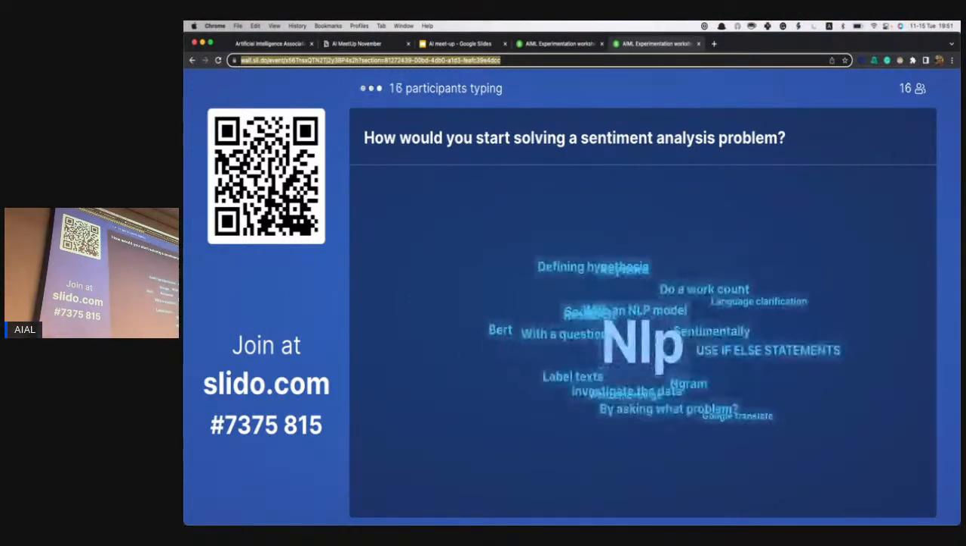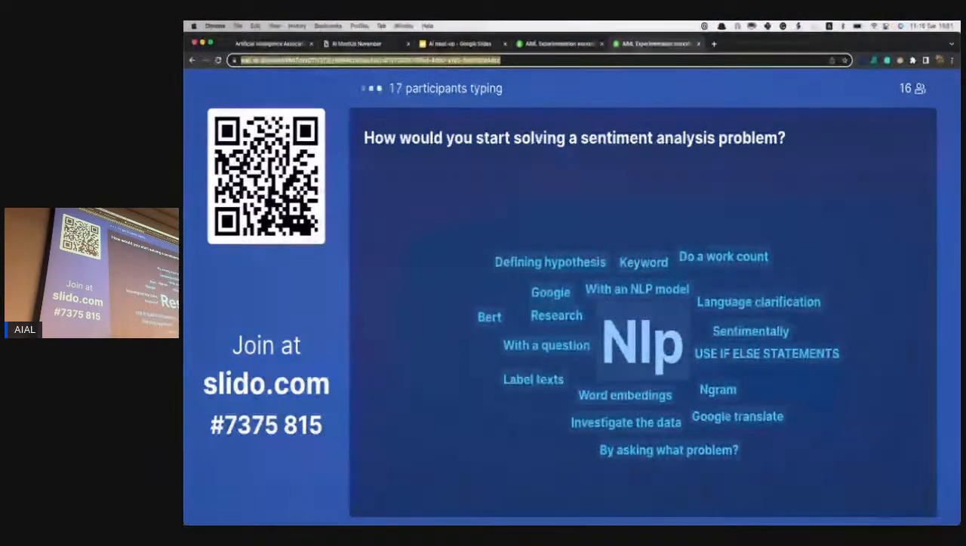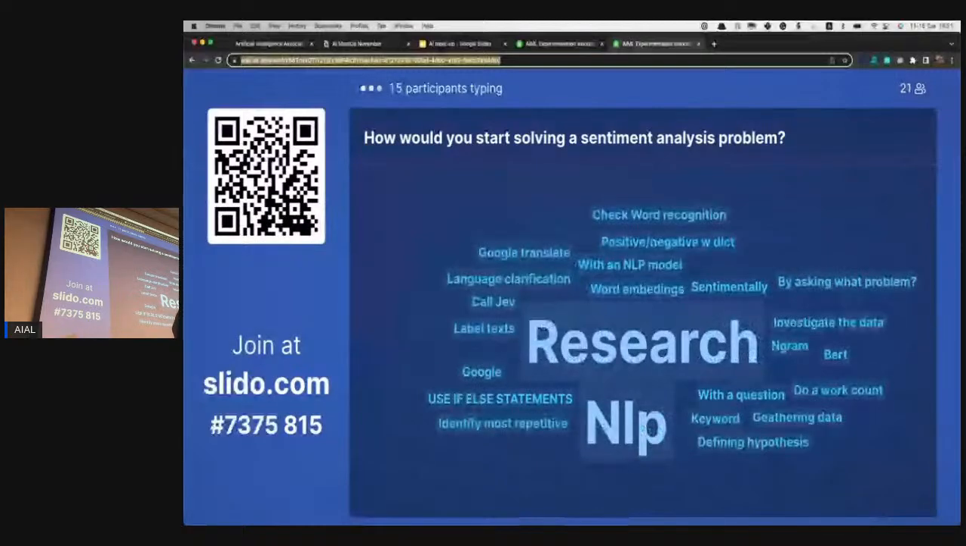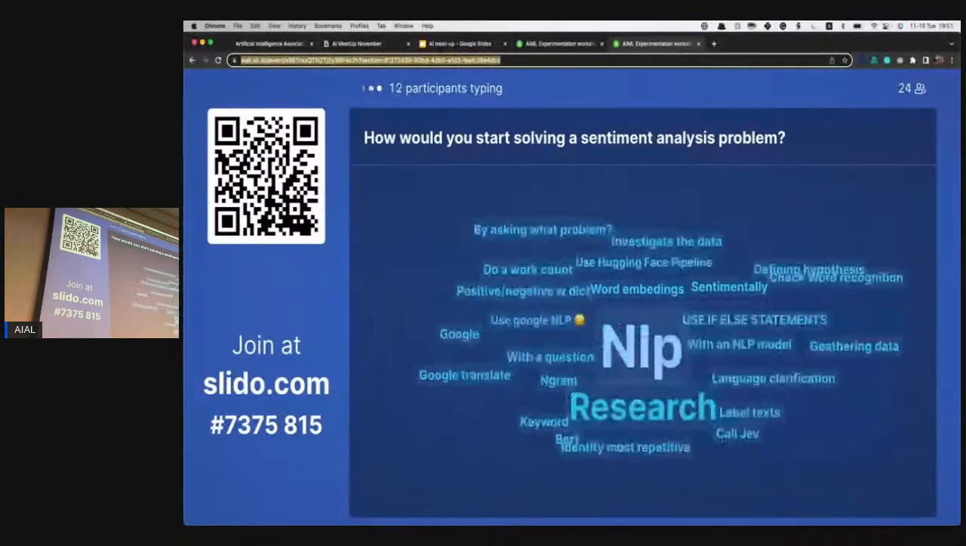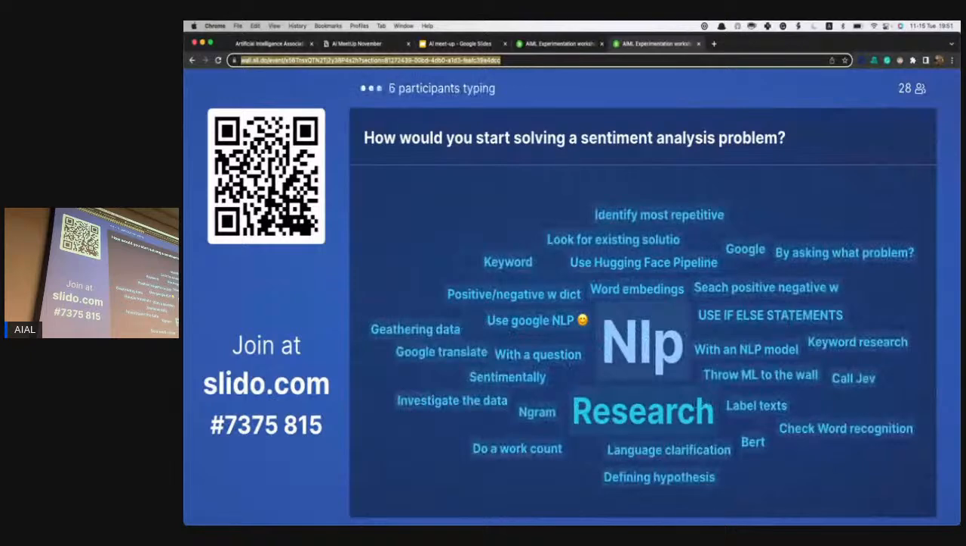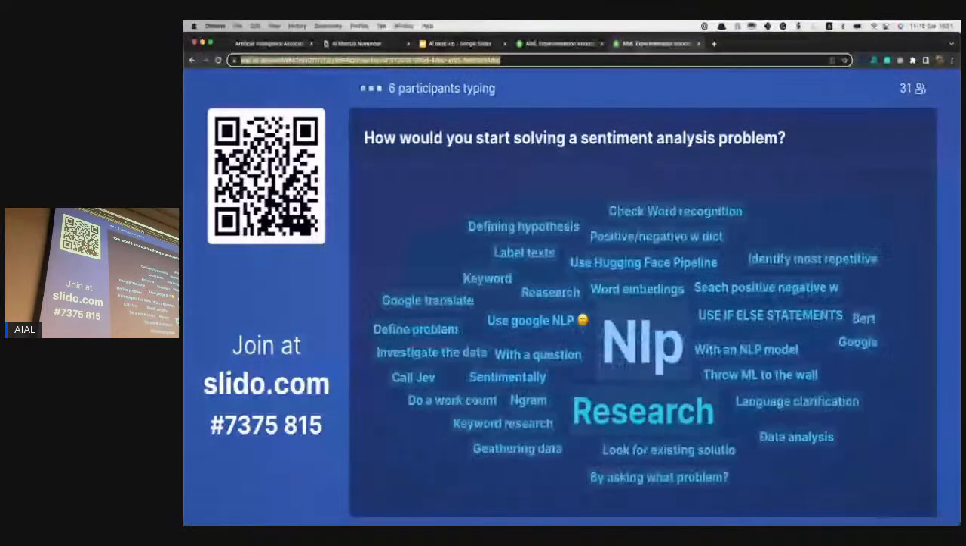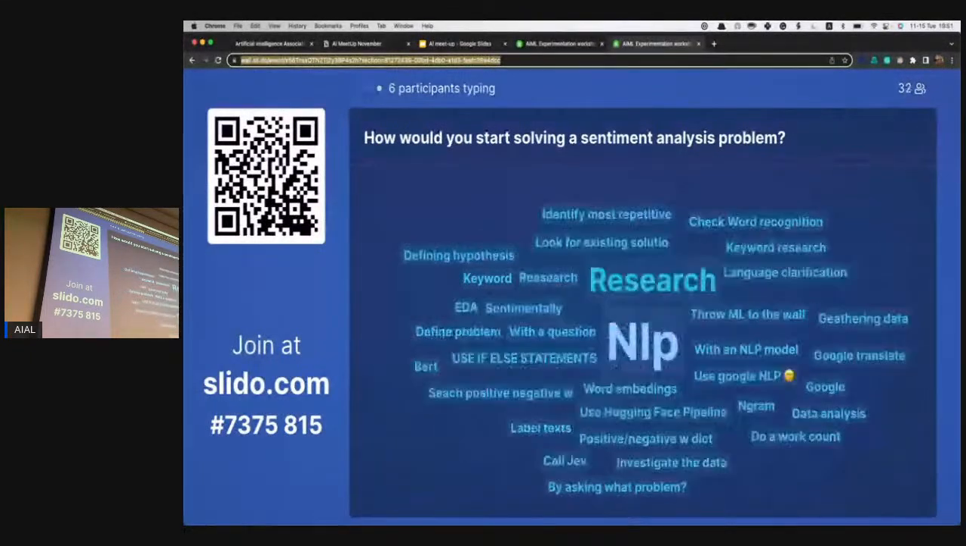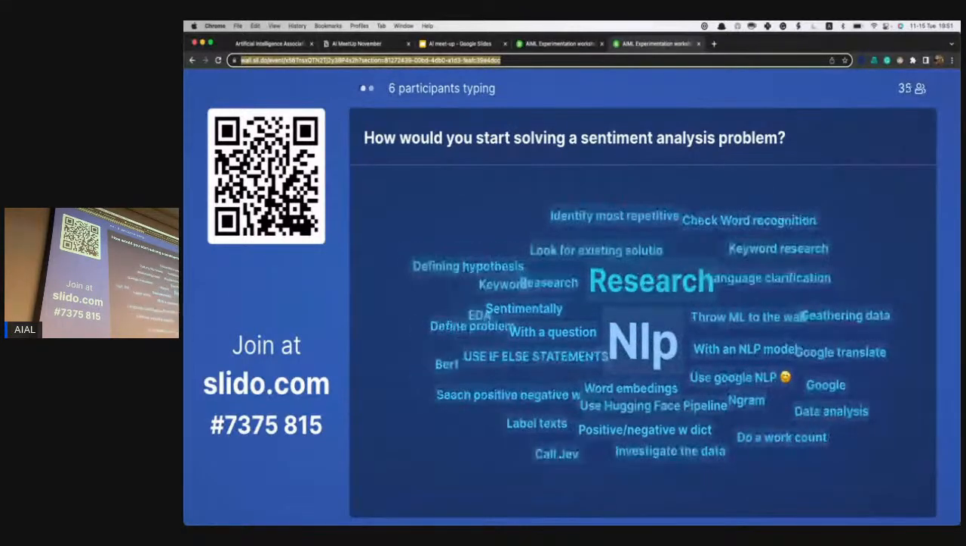Ah, great, excellent. I love the use of the if else statement. Excellent. Research. NLP. Use Google NLP, BERT. I should have included BERT on that image before. Google Translate. Call Jeff. No, don't call me.